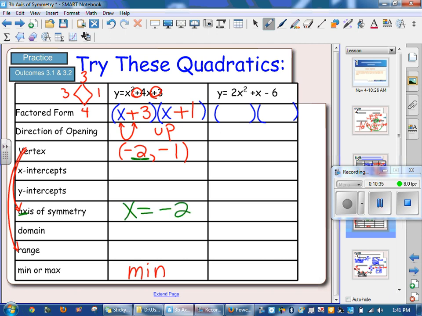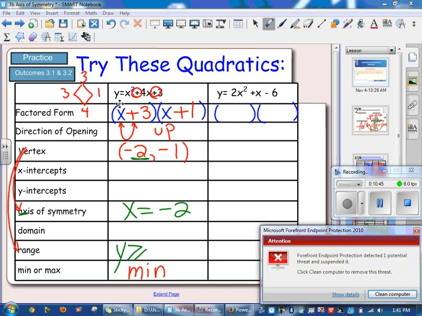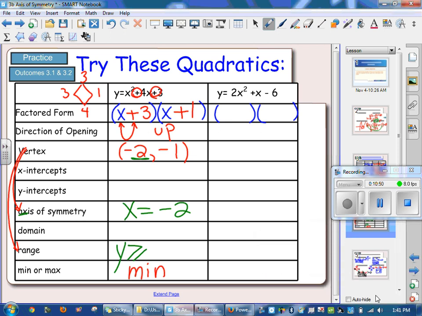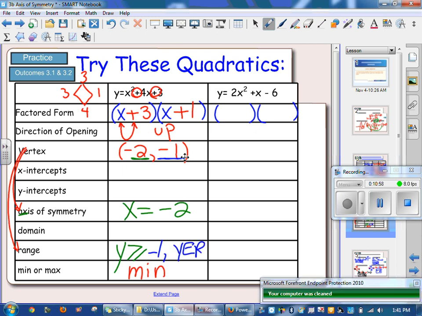In your range, because you've got a minimum, we have to say that Y must be bigger than or touching. And now we use the number that we found in our vertex. What's our Y value of the vertex I'm going to use here? -1. Good. Then we use our comma, Y-E-R. Okay, your little pirate sound there.